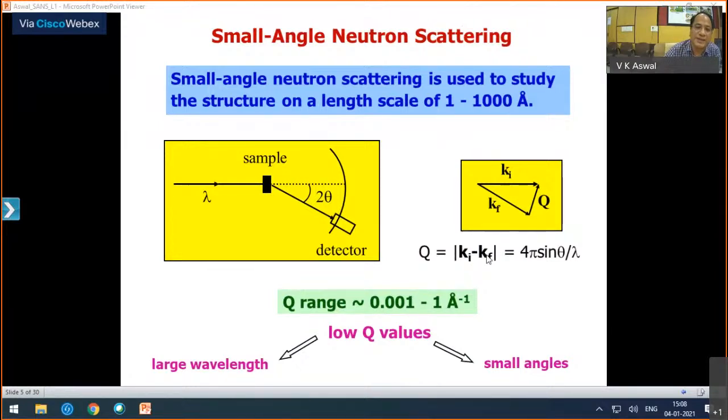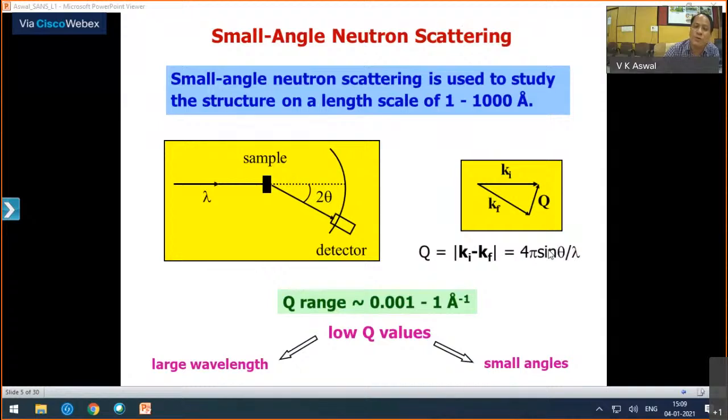Like a typical elastic scattering experiment, a monochromatic beam of neutrons is falling on the sample, and you are measuring scattering as a function of scattering angle. In an elastic scattering experiment, the magnitudes of the incident and final wave vectors are the same, and Q is 4 pi sine theta by lambda, where 2 theta is the scattering angle. And if you want to go to low Q values to look at these larger length scales, how do you do it? Either you increase the lambda or go for small angles. So these are two options.